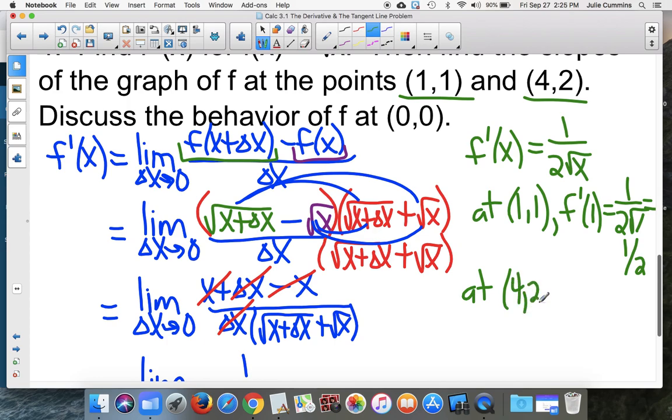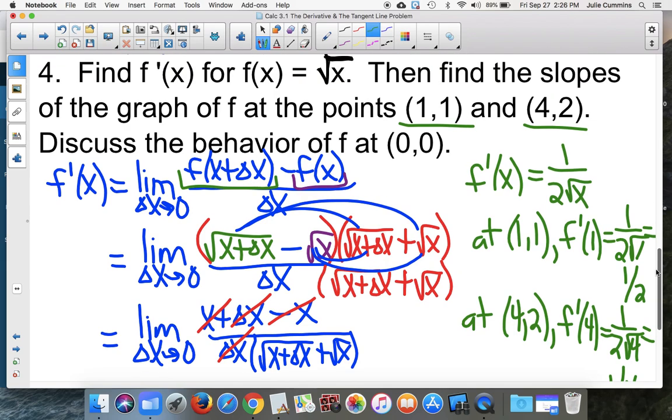At (4, 2), the slope of the tangent, or the derivative, we're just going to plug in, not 2, we're going to plug in 4, because that's the x value. Sorry. 1 over 2 root 4, which is going to be 1/4. Now, I want to illustrate this for you a little bit.